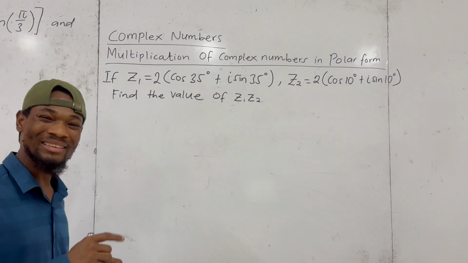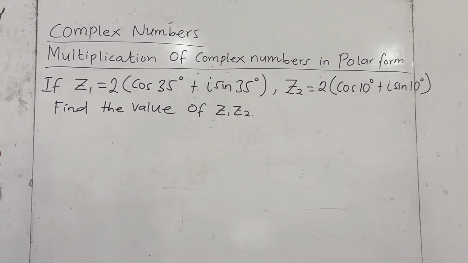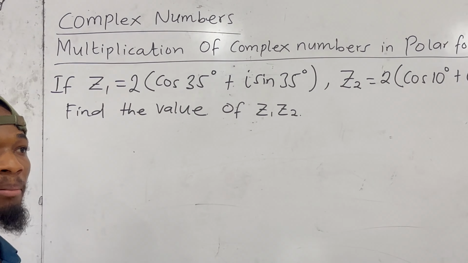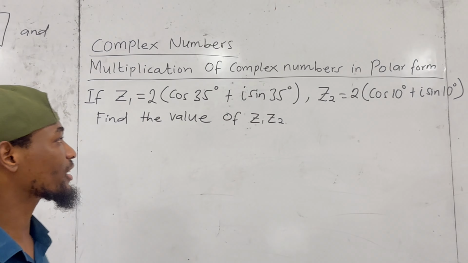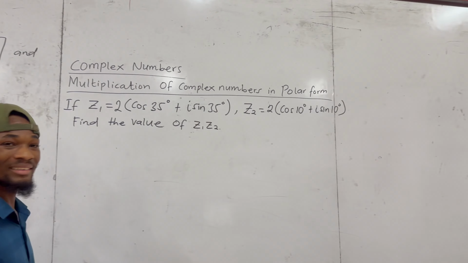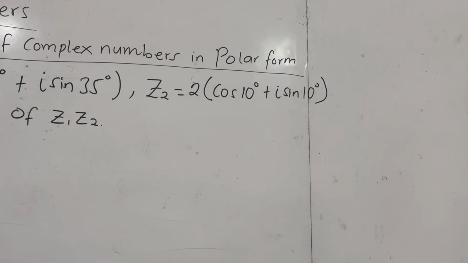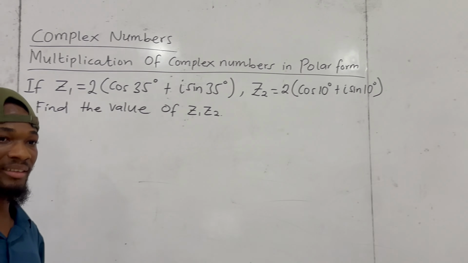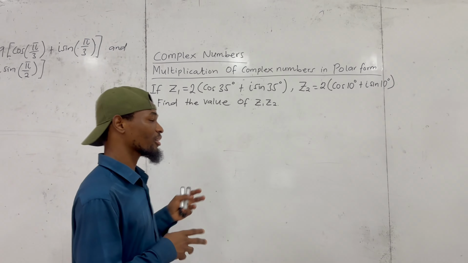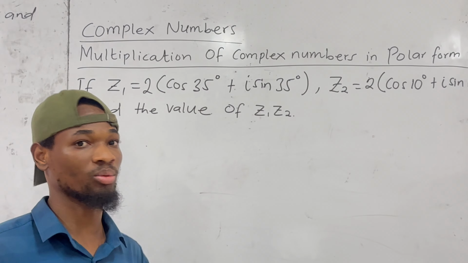If complex number z1 is equal to 2 multiplying cos 35 degrees plus i sine 35 degrees, and complex number z2 equals 2 multiplying cos 10 degrees plus i sine 10 degrees, find the value of z1 z2.